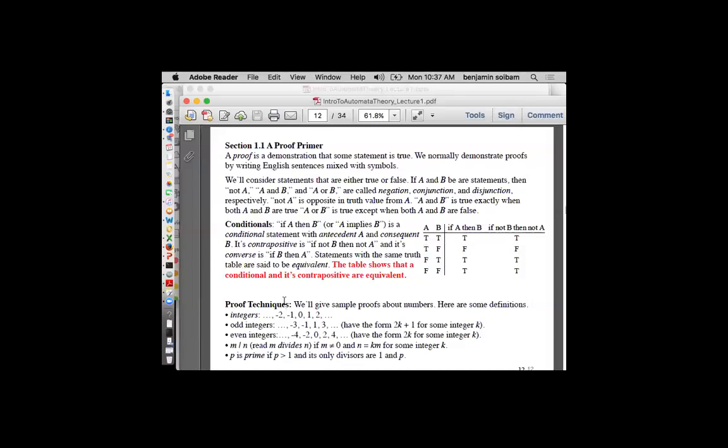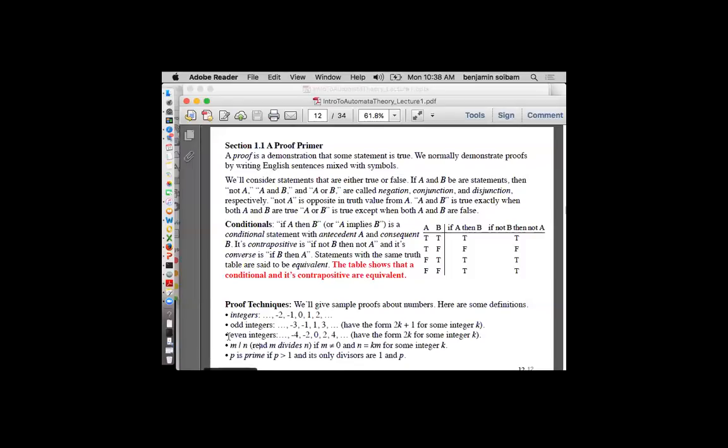So we're going to look at some proof techniques. Some of the symbols that we're going to use are integers, odd integers. I don't have to explain to you what even and odd integers are. If you don't know what odd and even are, then talk to me or talk to somebody. Again, this notation here, M vertical line N, we'll read as M perfectly divides N. So we'll use this notation.